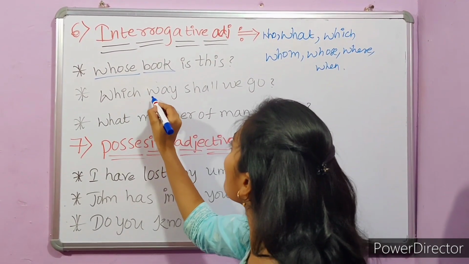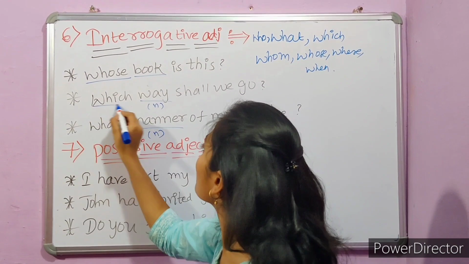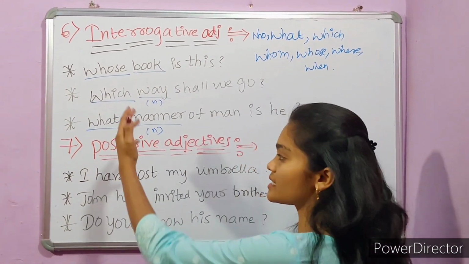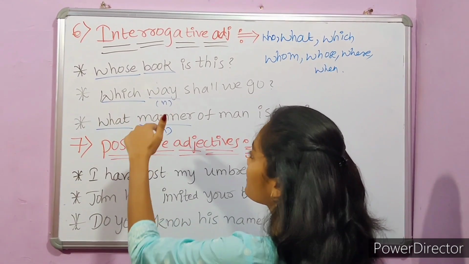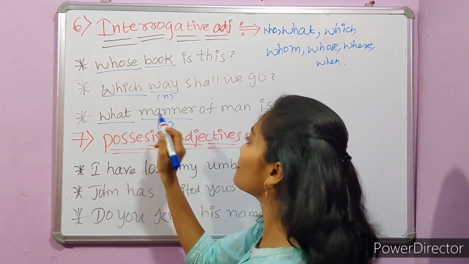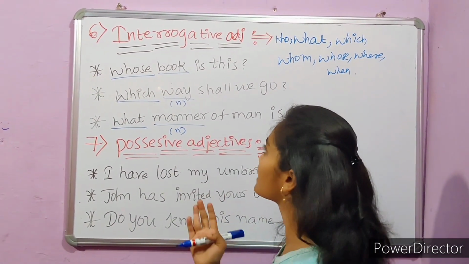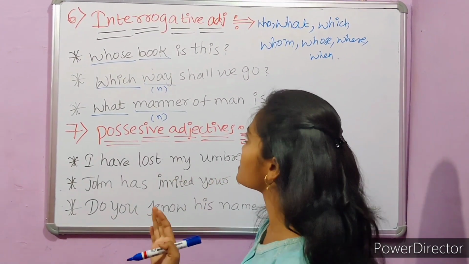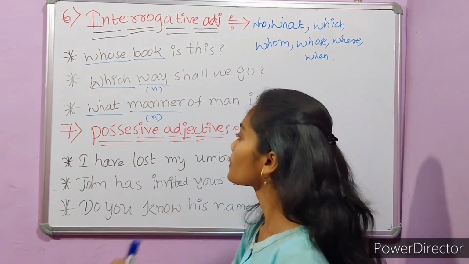So it is an interrogative adjective. In another sentence, way and manner are nouns, and which and what are the adjectives in these sentences as they describe the nouns, way and manner, and are used to make questions. This is what we have about the interrogative adjectives. And interrogative adjectives must be followed by a noun.